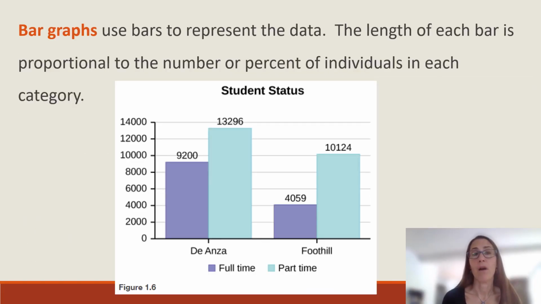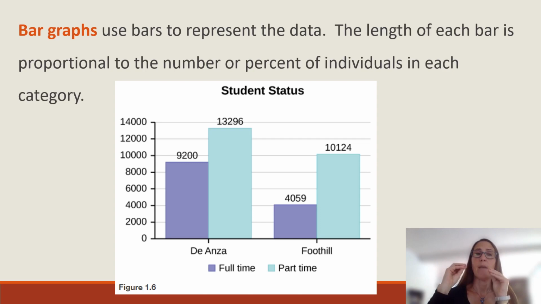Bar graphs use bars to represent the data. The length of each bar is proportional to the number or percent of individuals in each category. So here again, that data from De Anza College and Foothill College. So instead of the pie chart that had the wedges showing the percentages, this is showing us the frequencies. And so, at De Anza, there were 9,200 full-time students and 13,296 part-time.